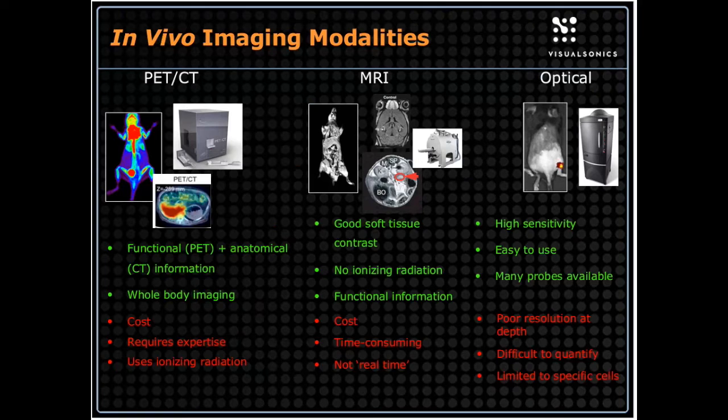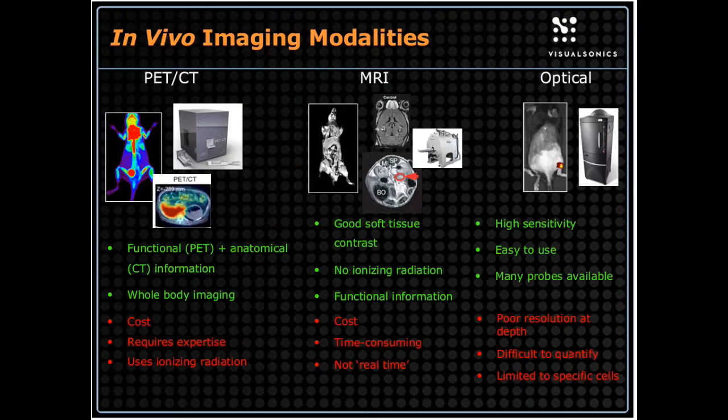First of all, with PET-CT. I'm not going to describe the principles behind these different modalities, just where they fit in terms of their advantages and disadvantages. For PET-CT, there is functional and anatomical information available. It's great for doing whole body imaging, and you're able to image through the entire body of the animal, or indeed in the clinic of the patient.